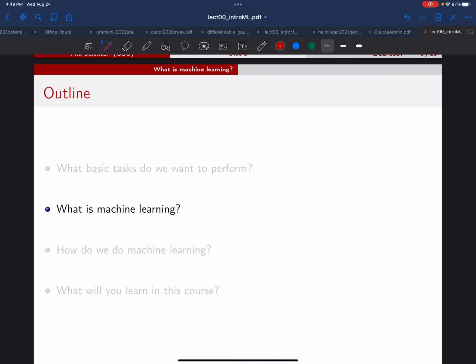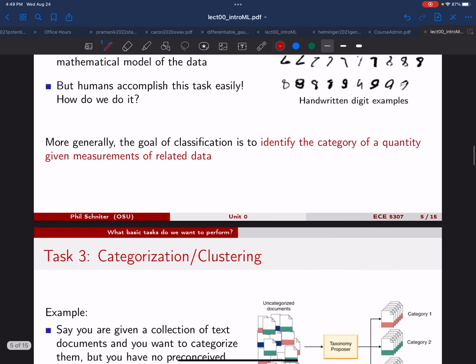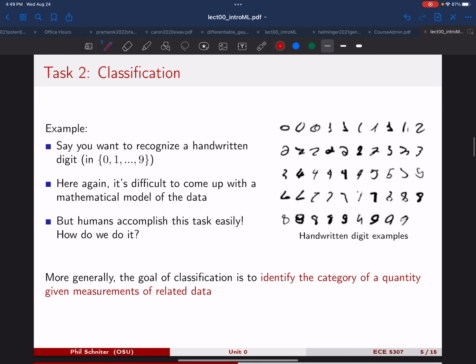Yes? How would you differentiate classification and clustering? So in classification, you have a pair of data and target. So you're training, when you see these examples, you have like, this is the data and this is what I'm trying to predict. In clustering, you have no target. You just have examples of this data.